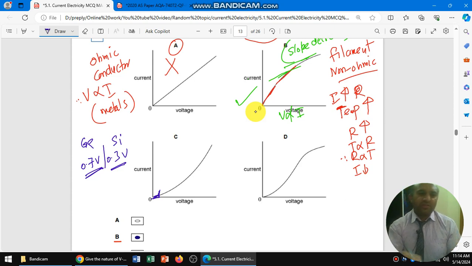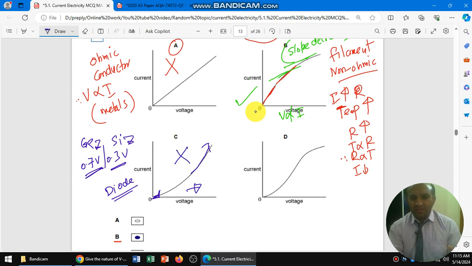Across the PN junction the voltage is 0.7 or 0.3, in the case of silicon 0.7, in the case of germanium 0.3. After that the current increases and goes up as you increase the voltage. So I think this is a graph for the semiconductor diode, not for the filament light bulb. So this option is also wrong.